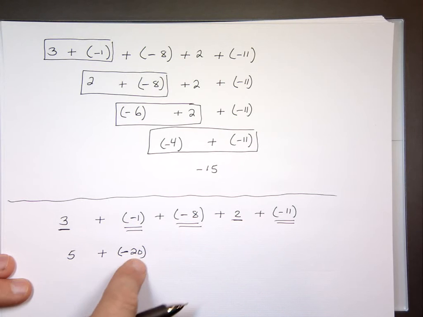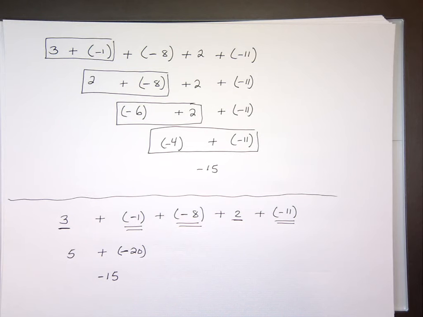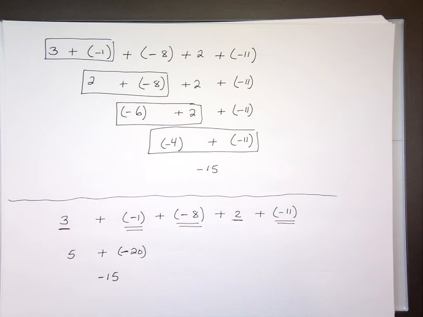Different signs, you subtract the smaller from the larger. Absolute values here. 5 from 20, which is what? 15. What's the sign of the 20? Negative. Is that the same answer? So a lot of people like to do it this way because it's less work.